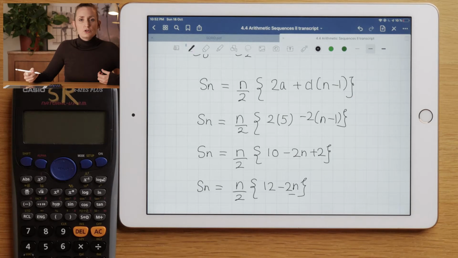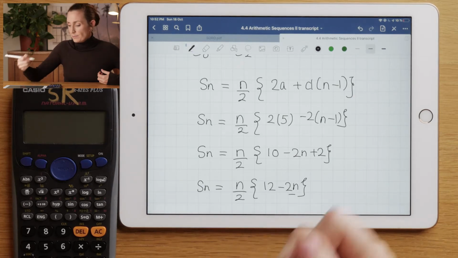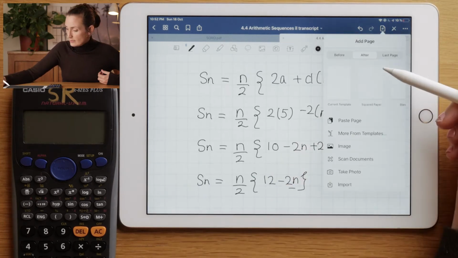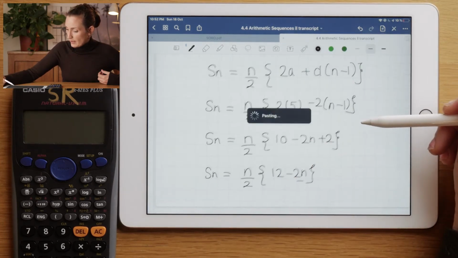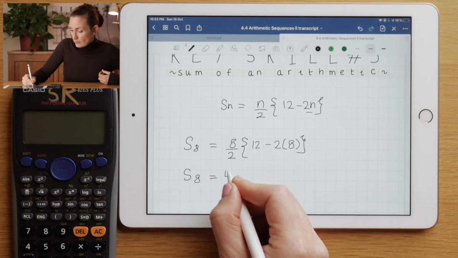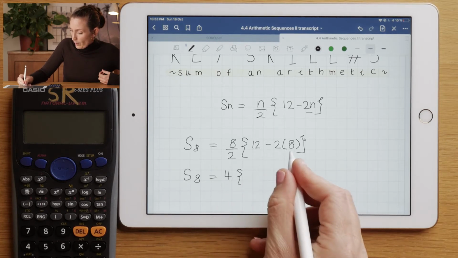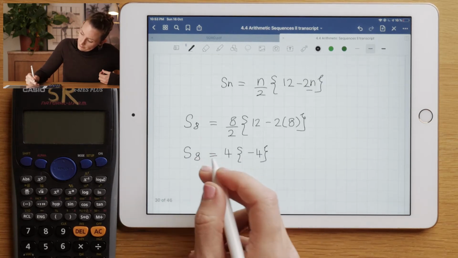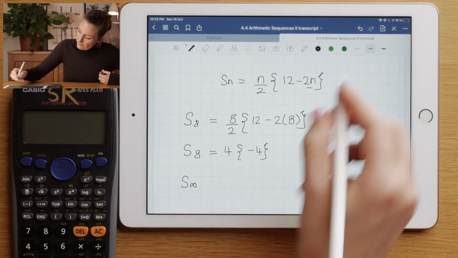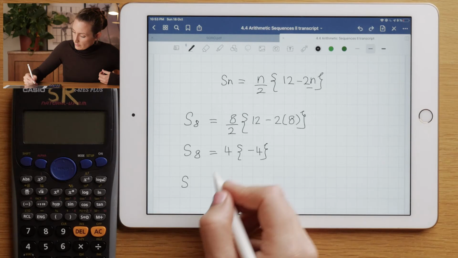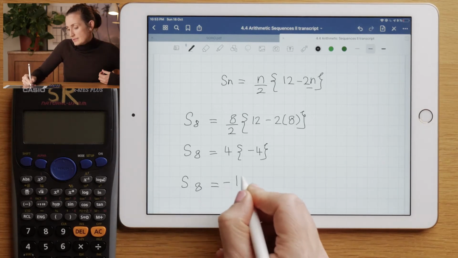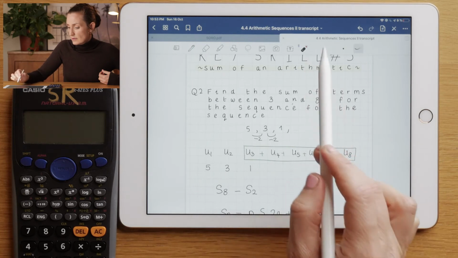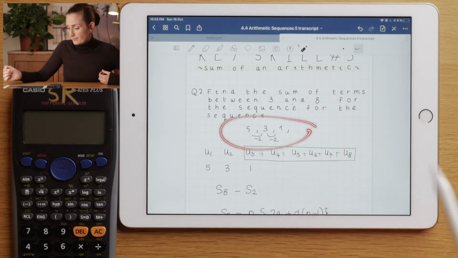So all I need to do to find any sum that I want is plug in the value of n. So if I would like to find S8, I can take my formula and replace it with 8. 8 divided by 2 is 4. 12 minus 16 is minus 4. So the sum of the first 8 terms is going to be minus 16. It's a negative number because the sequence is decreasing.